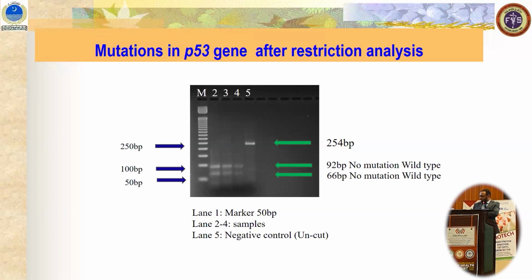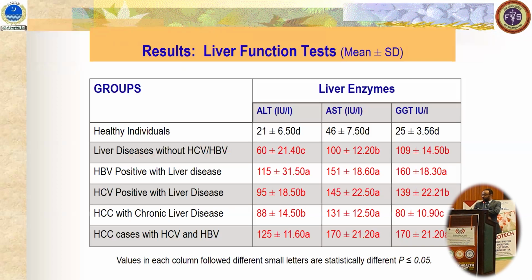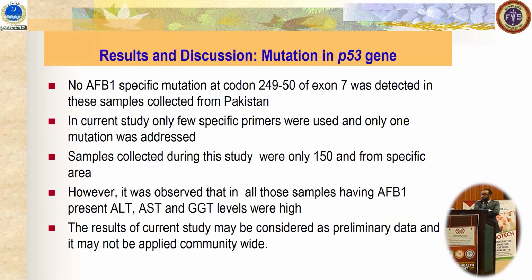The second part was to check the specific mutation. Interestingly, this is good news: although our sample number was small, around 100 samples, we could not find the mutation in Pakistani patients that is specifically related to aflatoxin B1. But they still had high levels of liver enzymes, because they had high levels of aflatoxin B1, checked through HPLC in their serum. So our results indicate no aflatoxin B1 specific mutation was detected at codon 249 to 250 in exon 7.